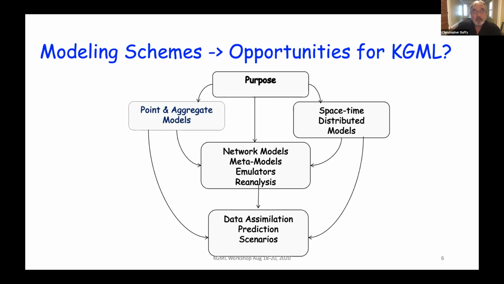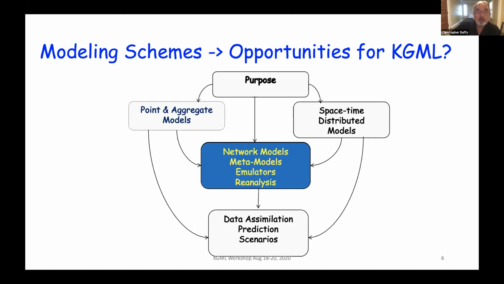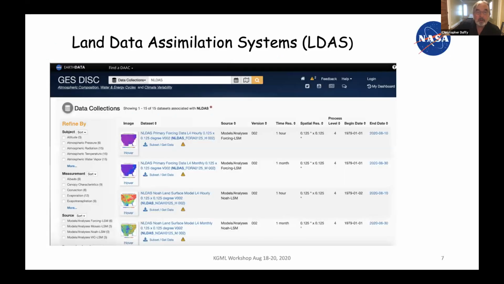The interesting next step is how do we link this kind of model information and their purposes and the data that goes with them into, for example, network models, meta models, emulators, and I'll also bring in here reanalysis. Climate reanalysis is an important kind of data model structure that we make a lot of use of. And then finally, what are the products from this and how do we get them from data assimilation, prediction, and scenario development? Okay, well, I think network models, meta models, emulators, and reanalysis deserve a special look in terms of KGML, and we'll look at a little bit of an example of that.